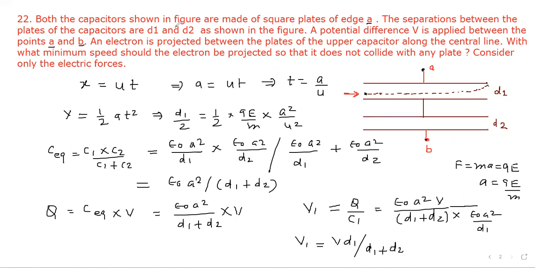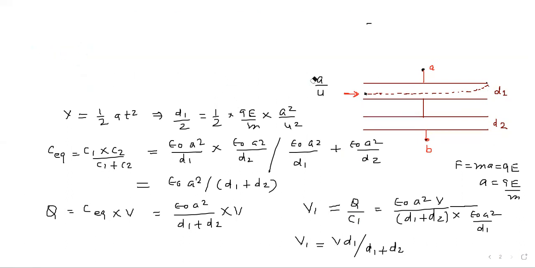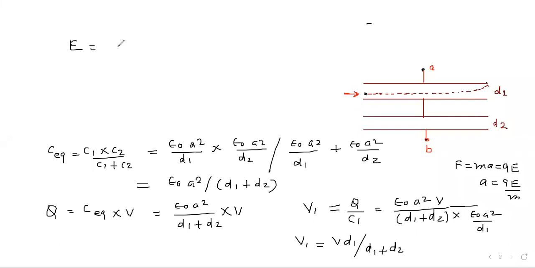Now we find the electric field inside the capacitor. Electric field E equal to V1 upon D1. Here, we have got V1 as V D1 divided by D1 plus D2. So V D1 divided by D1 plus D2, times D1. So D1 will cancel out, and we will get V upon D1 plus D2.